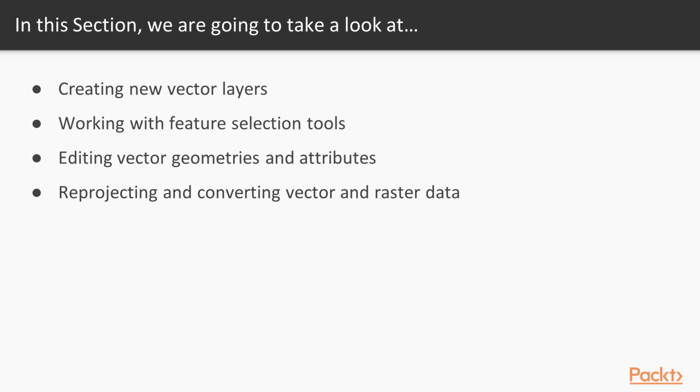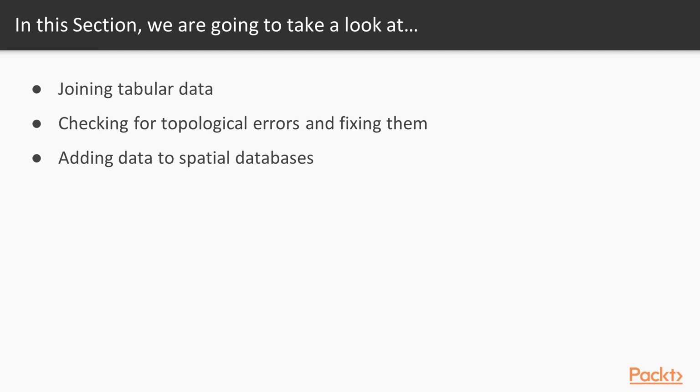After that, we'll reproject vector and raster data and convert them between different file formats. We'll also discuss how to join data from text files and spreadsheets to our spatial data, and how to use temporary scratch layers for quick editing work. Moreover, we'll take a look at common geometry topology issues and how to detect and fix them, before we end this section on how to add data to spatial databases.